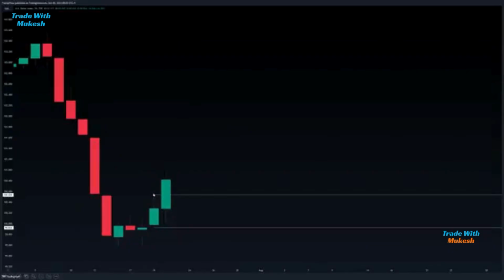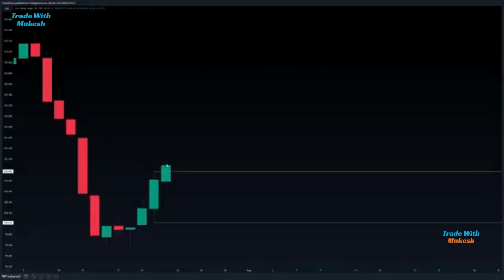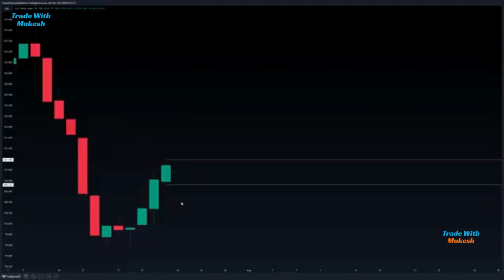Now we update the new high and low. We expect price to at least reach the previous day's high or surpass it and close above it. In the next day, we close above the previous day's high, creating a bullish daily bias for the next day. And now we update the new high and low, expecting price to at least reach the previous day's high.